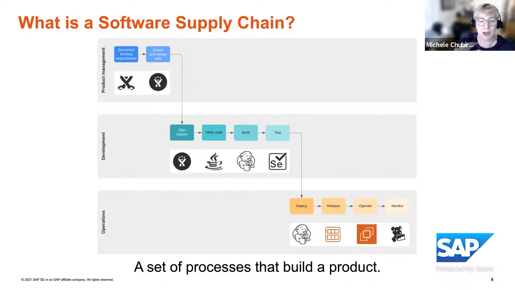You have your development portion of the life cycle, where you're planning features, you're writing code, you're building, you're testing. And then you have, this is really very abstract and very high level. And then you have operations where you deploy, release, operate, and monitor. So we need to think of the software supply chain as similar to any other supply chain. It's a set of processes that help build a product at its most basic level.